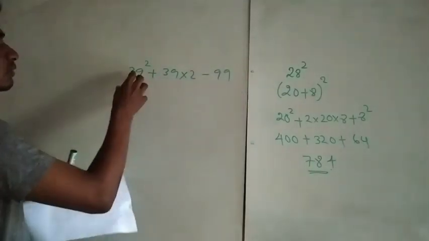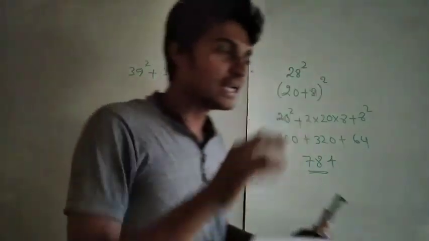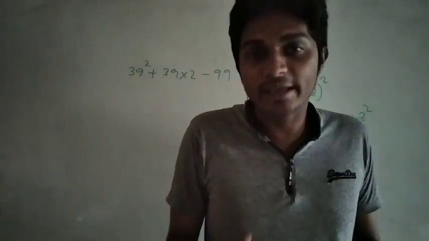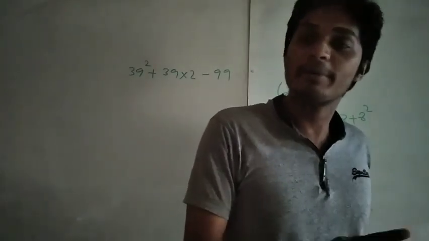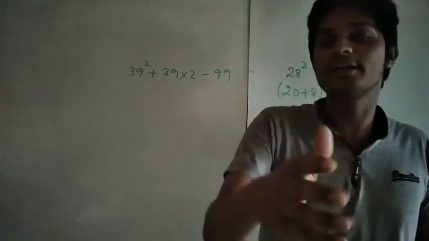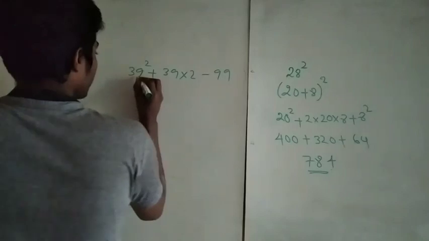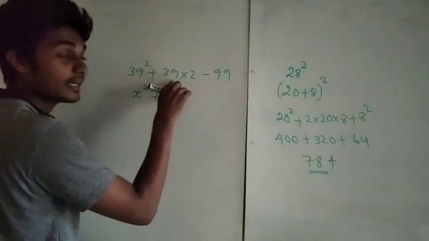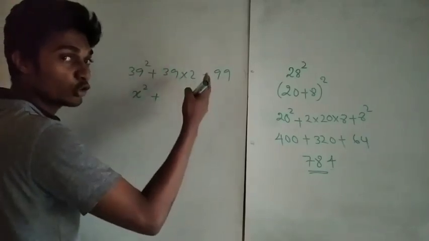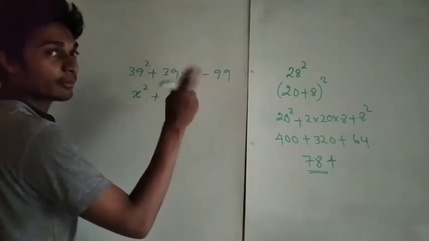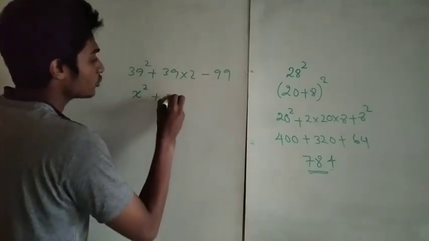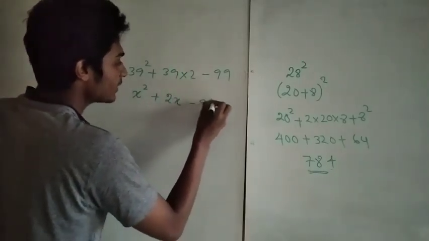So you have 39 squared, some term squared. Now instead of 39, let's put x. I think the problem will be much easier than you thought. So instead of 39 squared, we will put x. So you are going to get x squared plus, instead of 39, you are having x. So x into 2 is simply 2 into x, because the multiplication of numbers is commutative. So it's going to be 2x minus 99.